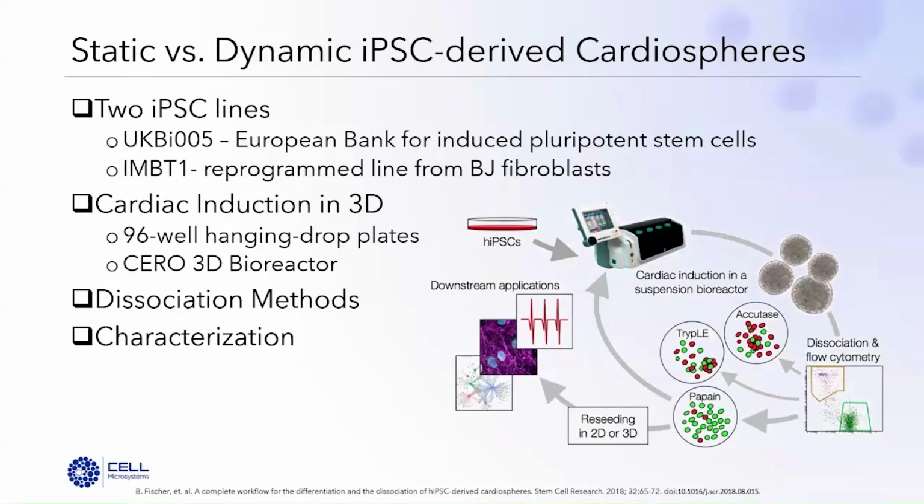In addition to generating the cardiospheres, they also wanted to test dissociation methods because, as I mentioned, many times these 3D differentiation methods are much more efficient than 2D. And so they wanted to see if they could dissociate those cardiomyocytes and use them in 2D high throughput screening methods.